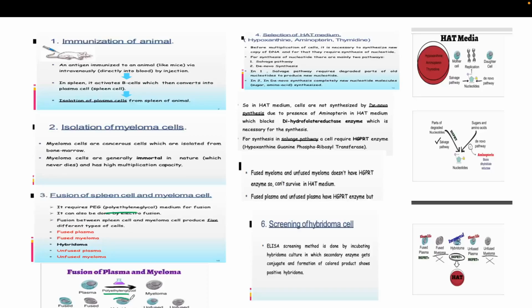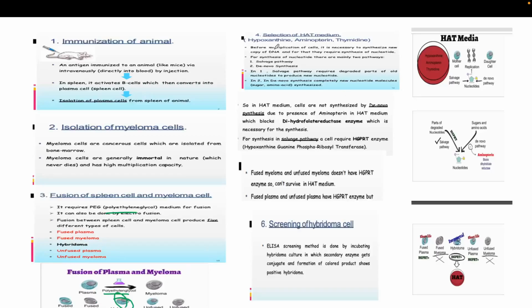So this hybrid cell you have to isolate in the next step, because these two you don't need. Only this cell has the property of antibody production as well as long term multiplication. So how will you isolate it from all the five possibilities?